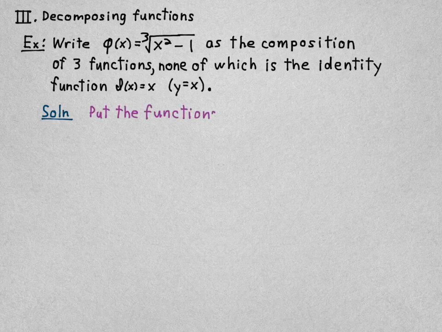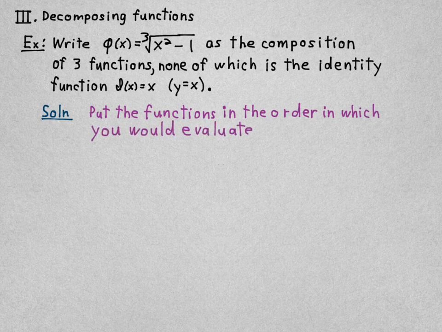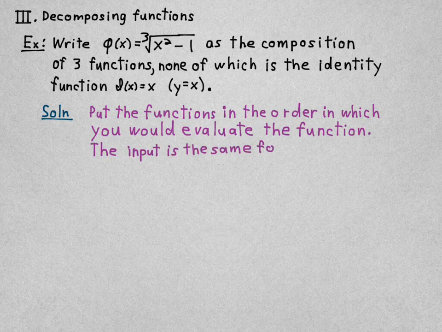Okay, so solution. Put the functions in the order in which you would evaluate the function. So the input is the same for each step. You'll see what I mean when I do it. So in this one here, in phi, if I were to evaluate this for some value of x, first I would plug the x in here, then I would square it. So the first thing you want to do is square. Then I would what? I would subtract 1. So the next thing is the subtract 1 function. Then I would do a cube root. So the next thing is a cube root function.